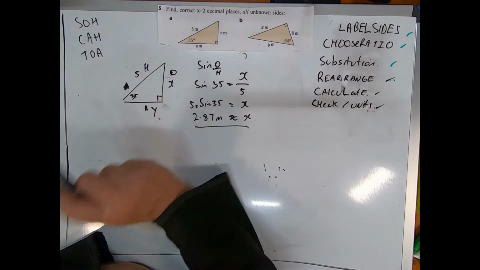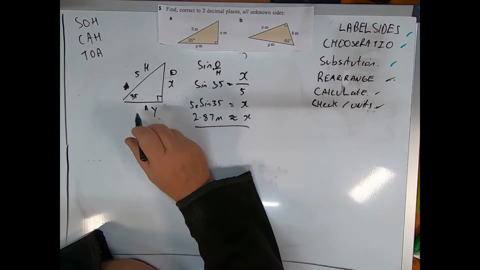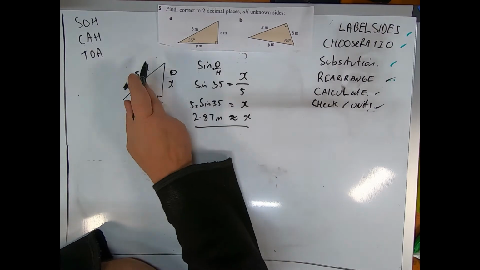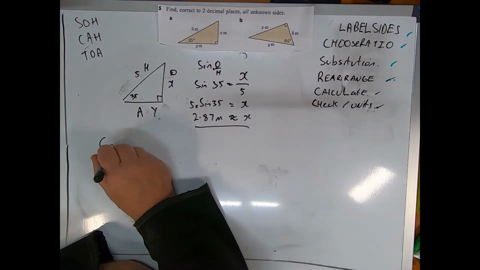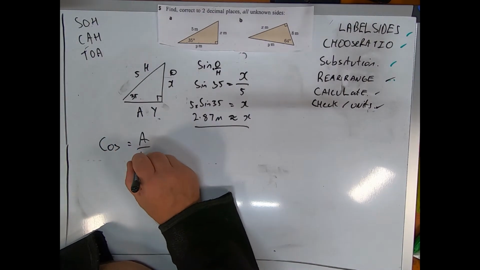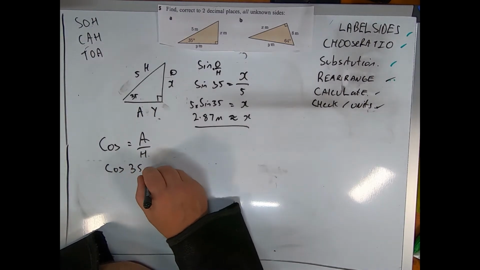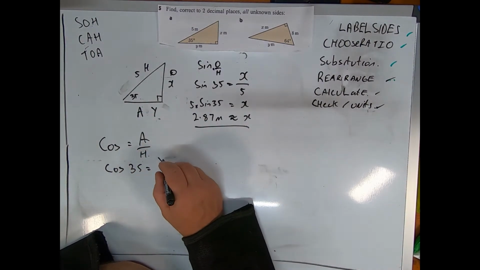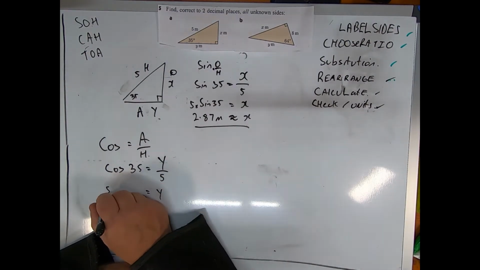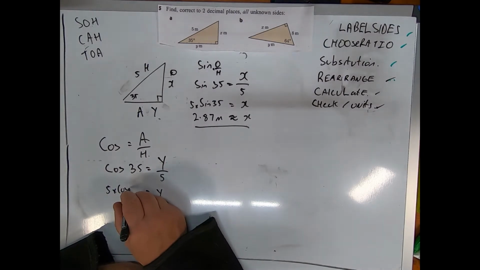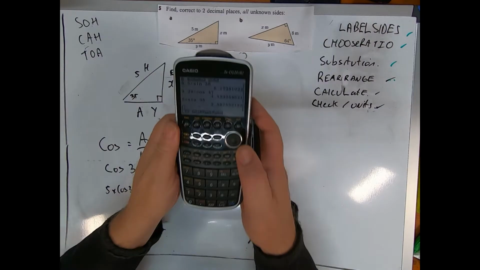Now for the y, all right, I've gone through all these steps again. For the y, it's using adjacent and hypotenuse. Adjacent and hypotenuse is cos. Cos is adjacent and hypotenuse. Cos of 35 is equal to y on 5. So y is equal to 5 times cos 35. This is 5 times sine 35. This will be 5 times cos 35.